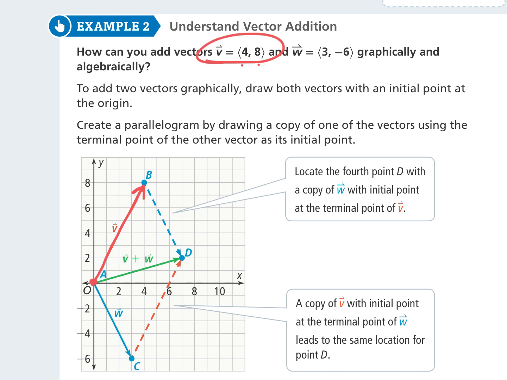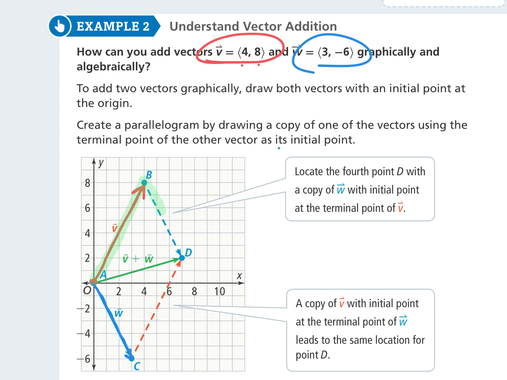Then we have vector 3, negative 6. So that is going to be this vector that is here in blue. It's going over 3, but it's going down 6. That's vector w. And when we add, we're going to put vectors together. So I'm going to highlight this with a green highlighter. I'll do green. This is vector v.